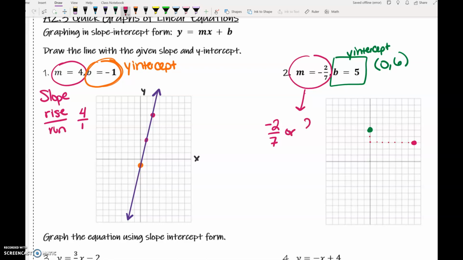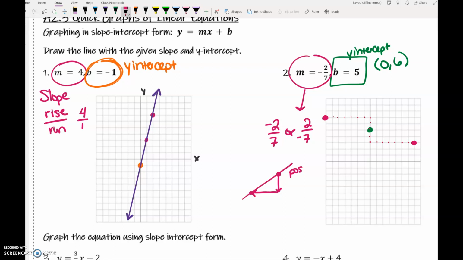Or you can move up 2. If you move up 2, you haven't used the negative yet, so then you would need to use the negative to go left 7. You only use the negative once. So if you move down, you've used the negative. If you were to move from a point down and then left, you've used 2 negatives, and that creates positive slope. So if you want your slope to be negative, only use the negative once.